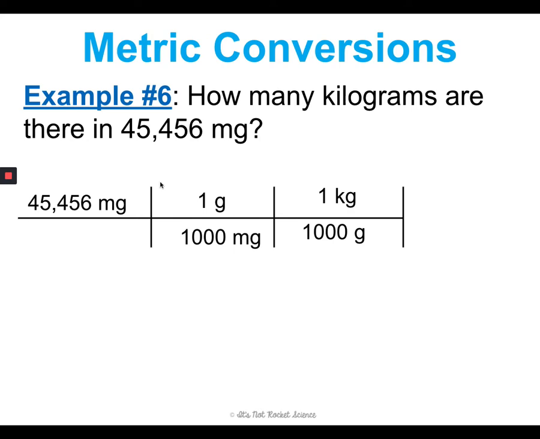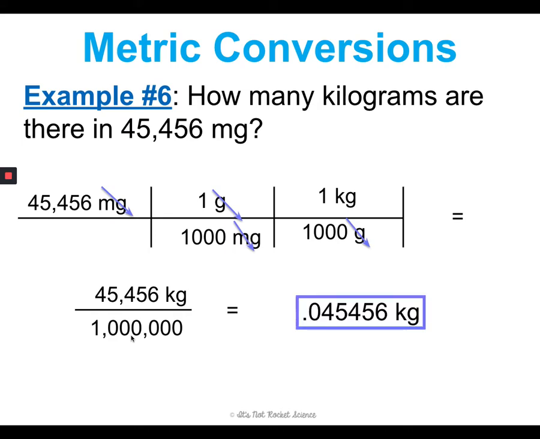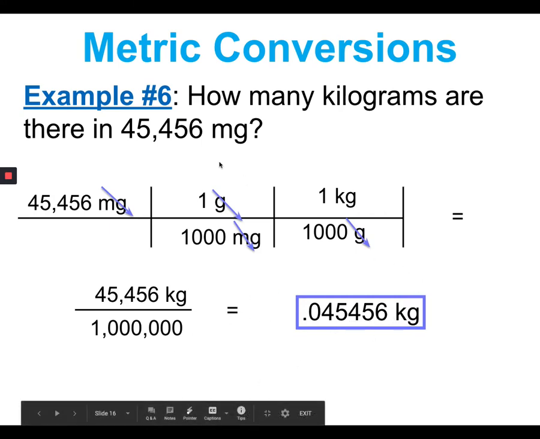Okay? So then we can start canceling out some of these other units so that we are only left with kilograms. Now again, multiply the top, so 45,456 times 1 is 45,456. 1,000 times 1,000 is 1,000,000. So now we have to take 45,456 divided by 1,000,000. That will give us 0.045456 kilograms. So that's how many kilograms we have with this amount of milligrams.